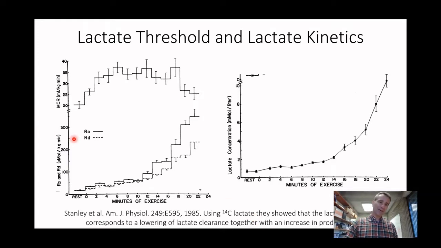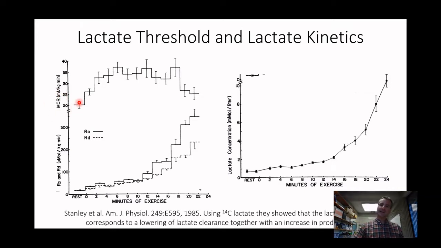From how much C14 lactate they've given, they can calculate the rate at which lactate is appearing in the blood, new lactate being produced, versus the rate of disappearance, the rate at which lactate is being used in the blood. And then they can calculate from this data the maximal clearance rate. So this is how much the lactate is being cleared.